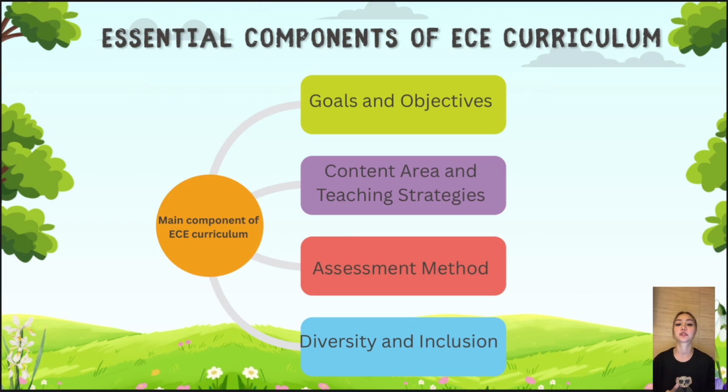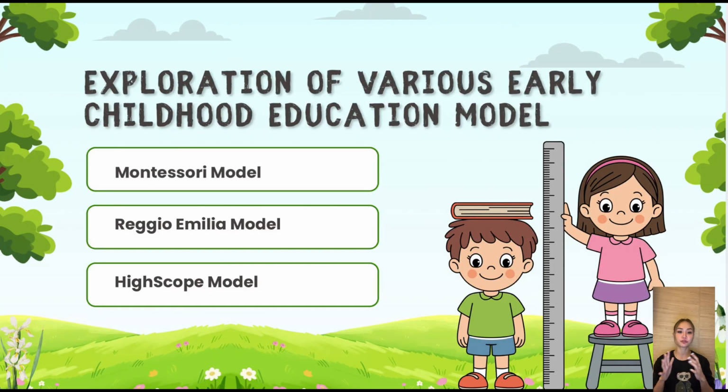I'm going to talk about the next slide, which is the exploration of various early childhood education models. First of all, I'm going to talk about the Montessori model. The Montessori model's contribution was to set the child free by letting the child become an agent, a little scientist of their own world. The children are given specialized learning materials to explore activities, such as brick activities.